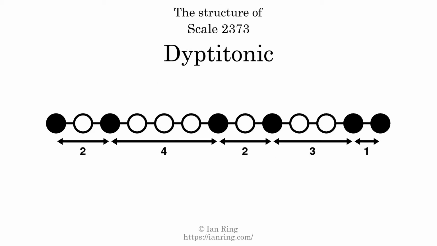The structure of a scale is a description of the interval distance between each successive tone. This scale has a structure of 24231.